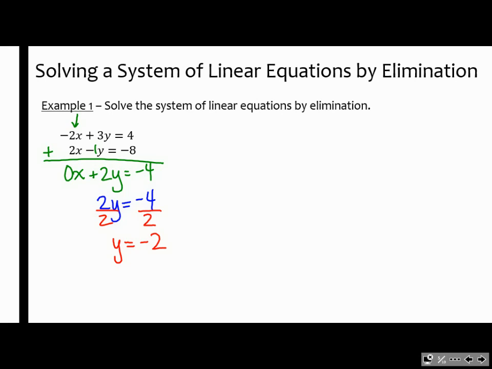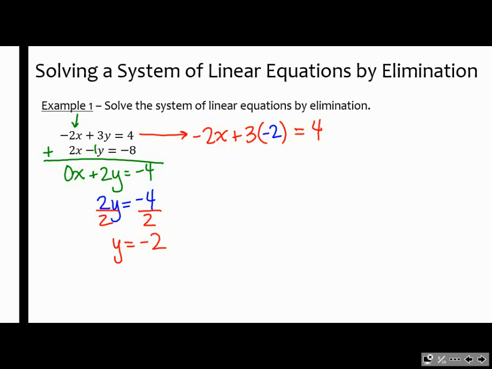Now that we've solved for one of our variables, it's time to solve for x. You can choose either equation to solve for x by substituting the y. Usually by default, I go with whatever one looks easiest, or if neither of them look particularly easy, I just go with the first one. So I'm going to go with the first one. Negative 2x, add 3 times y. y is going to be substituted, equals 4. And we're substituting y with negative 2.